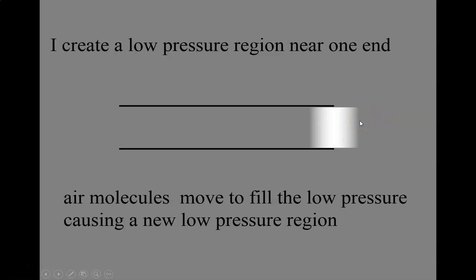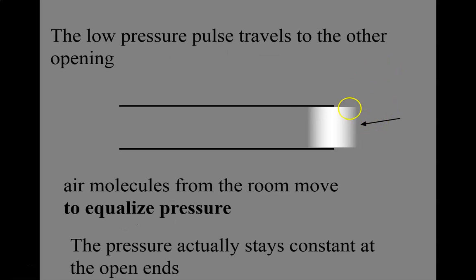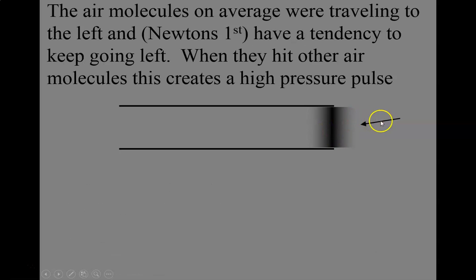Now when it reaches the other end, this is open to the room now. The air molecules from the room are going to rush in to take the place of the void of air, trying to equalize pressure. Really, truth be told, the pressure stays equal at the ends of the pipe, but this is just for an analogy. Now when all that air rushes in to fill that void, it actually creates a high pressure pulse or a compression.